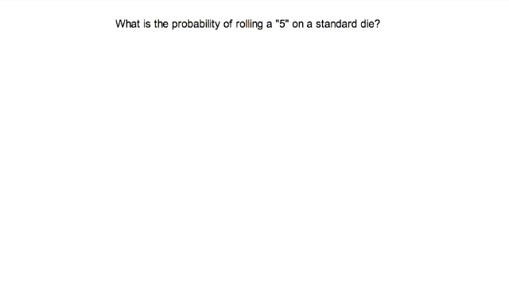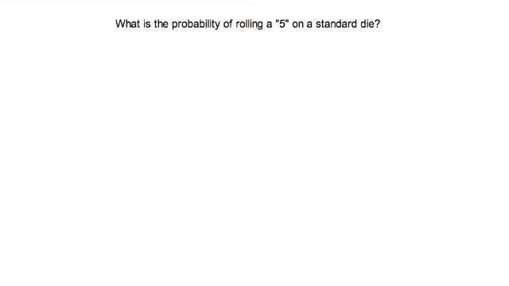In this video, what we're going to do is explore how to find the probability of some simple events. And just to start, I'll define a simple event as an event that has only one part to it. So in this case here, where we're trying to find the probability of rolling a 5 on a standard die, what makes this a simple event is the fact that we're only rolling the die one time.